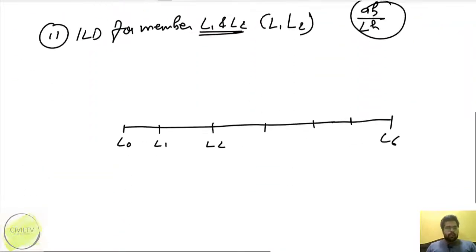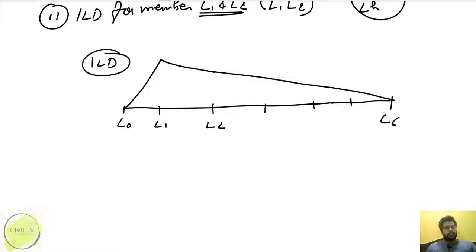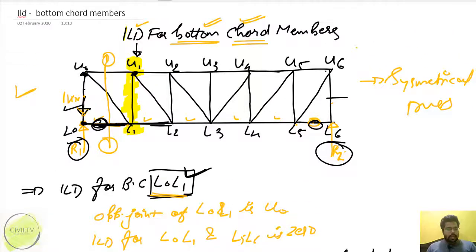तो what I will do, I will elevate this portion like this and this, ठीक है. ये हो गया मेरा इन्फ्लुएंस लाइन डायग्राम ILD for L1 L2, ठीक है. Now what will be this value? This is the question, ठीक है. It will be A B upon L H, right. What will be A and what will be B, ठीक है. This value L0 to L1, ठीक है. What is L0 to L1?